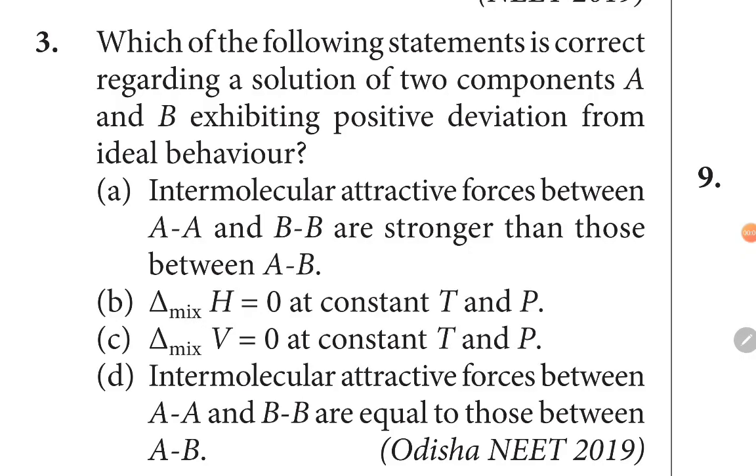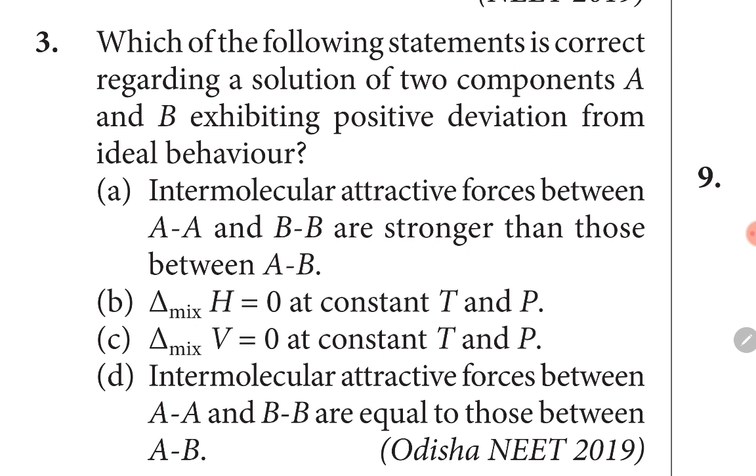Yes, students, the last question of this video is, which of the following statements is correct regarding a solution of two components A and B exhibiting positive deviation from ideal behavior? Guys, positive deviation is also known as minimum boiling azeotrope, and positive deviation implies that vapor pressure is more in comparison to Raoult's law. Guys, अगर vapor pressure ज़्यादा है तो इसका मतलब the two liquids A and B have less attraction between themselves and therefore more number of molecules are available in vapor phase.